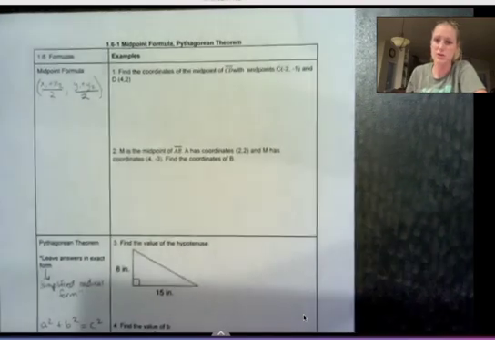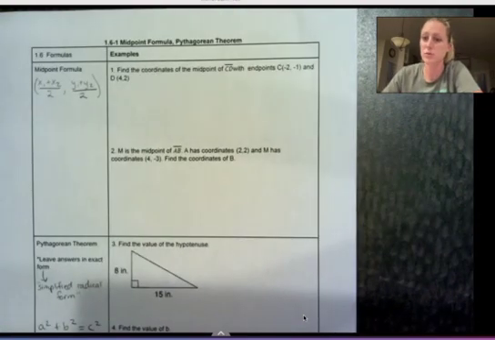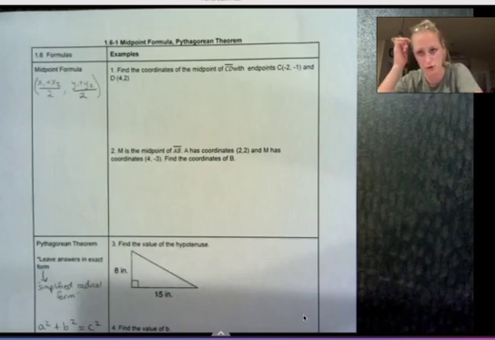Guys, in this video I'm going to talk about a couple of formulas. One will be new and hopefully one is review for you. The first one we're going to discuss is something called the midpoint formula.